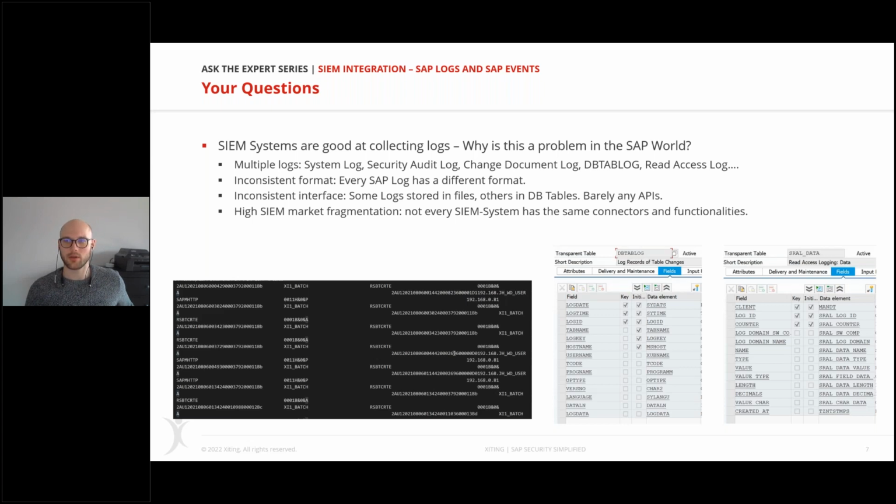So we can't just talk about the SIEM system. We have a lot of SIEM systems which could be connected and which are out there at the customer side. And this makes it really hard for us to get the logs into a SIEM system and to monitor SAP systems.